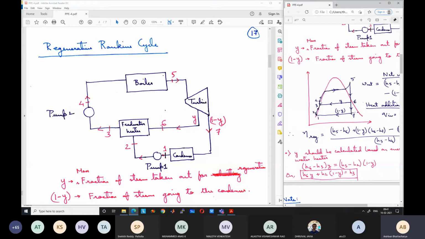As a result, the heat addition in the boiler has reduced. And because the external heat addition is only the heat addition in the boiler, the heat addition from the external source is reduced and the efficiency is increased.